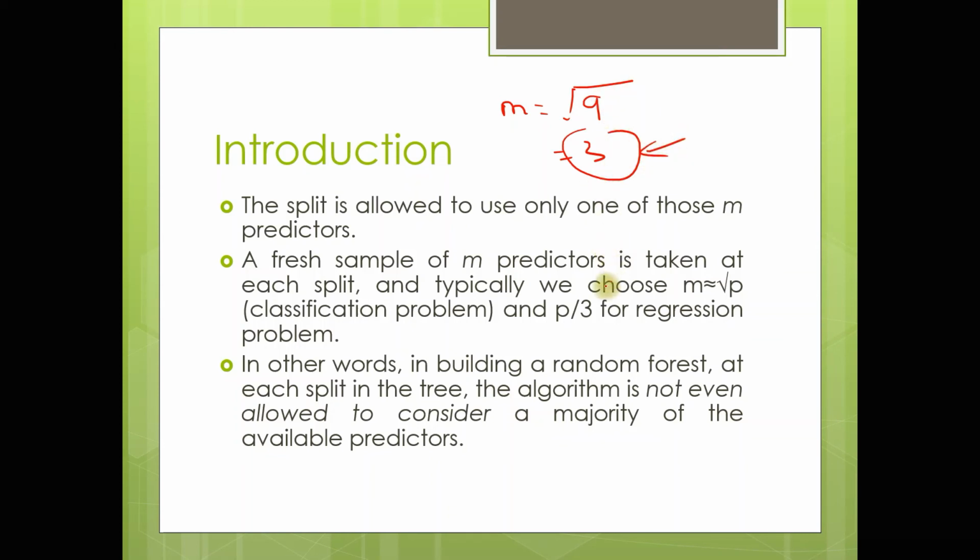In the context of a regression problem, the typical choice is p divided by 3. So with 9 variables, it's going to be 9 divided by 3.